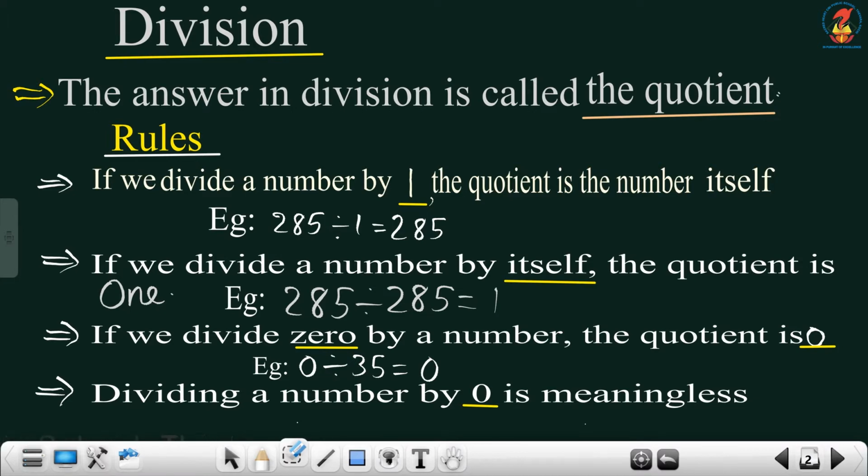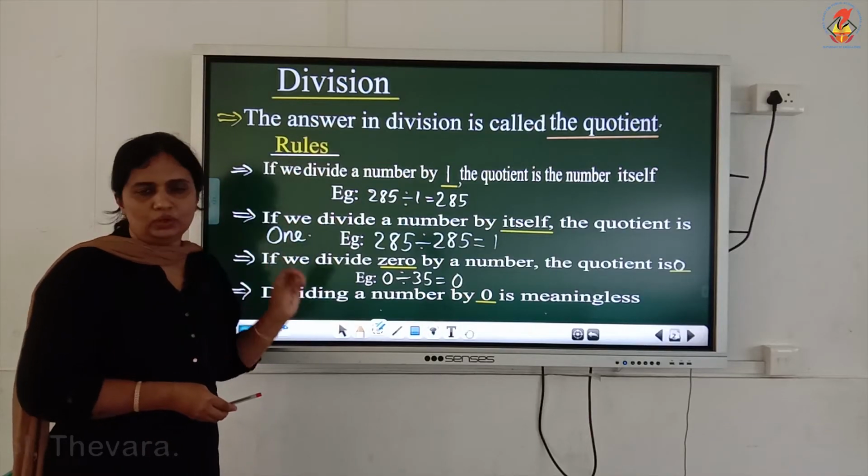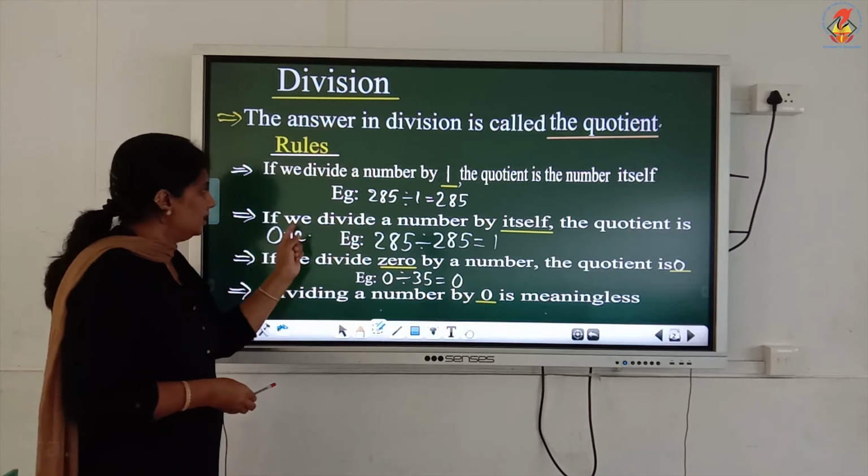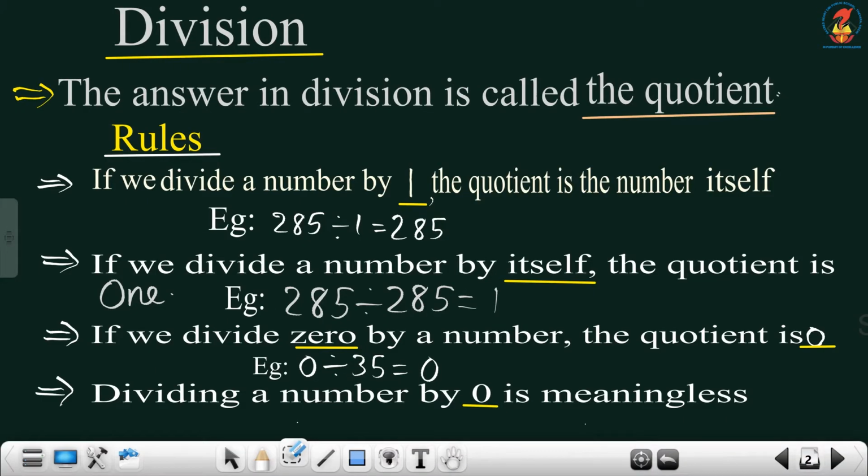Example: 285 divided by 1. You will get 285 only. The next rule is, if we divide a number by itself, the answer is what? 1. For example, 285 divided by 285, you will get what? 1. Then the third rule is, if we divide 0 by a number, the quotient is what? 0. 0 divided by 35 equals what? 0. Then dividing a number by 0 is meaningless. Is it clear?